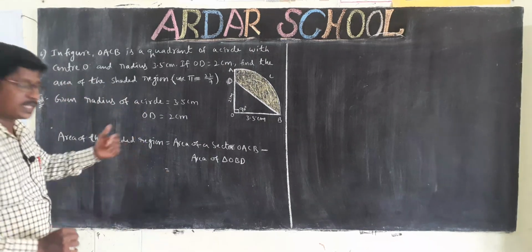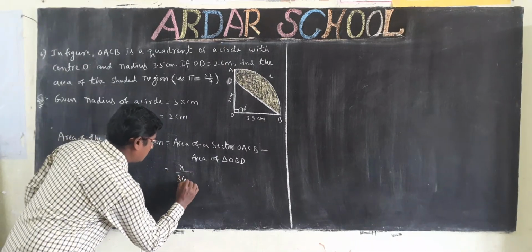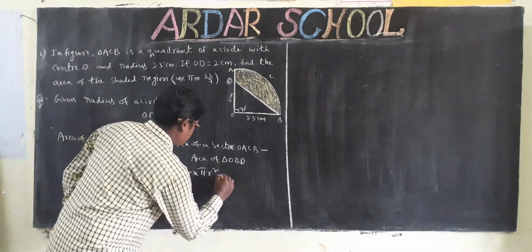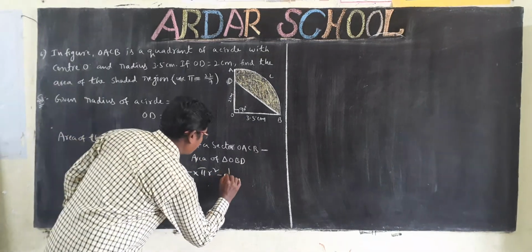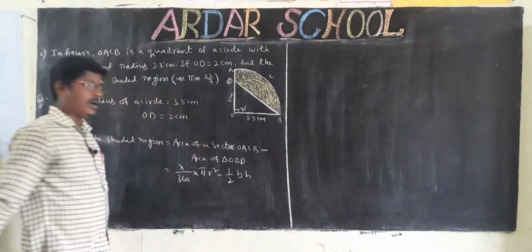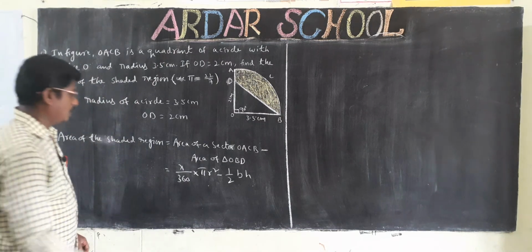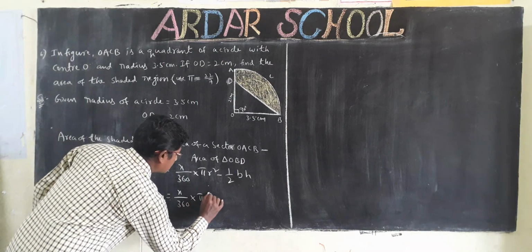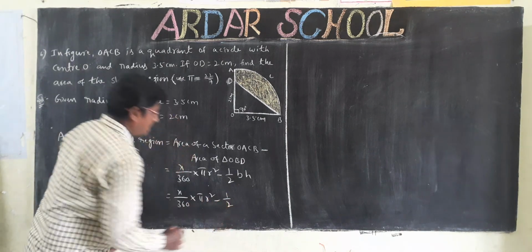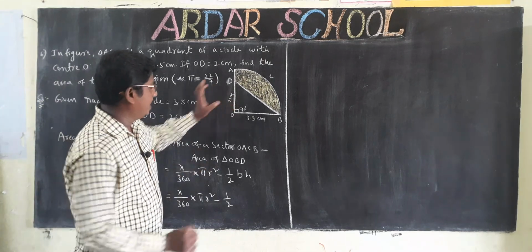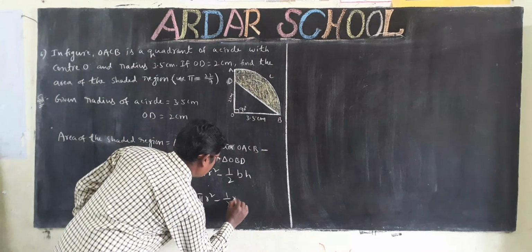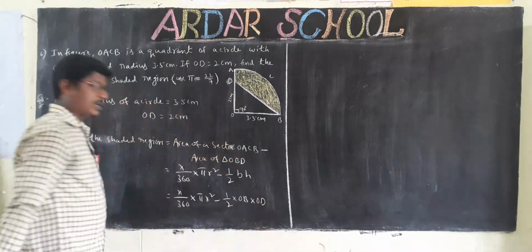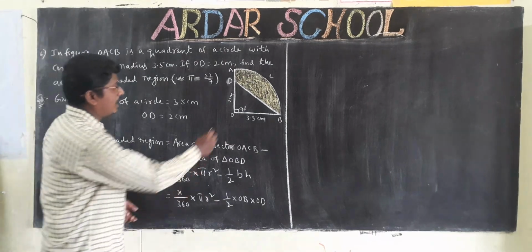What is the formula for the area of a sector? x by 360 degrees into pi r square, minus the area of triangle OBD. The area of a triangle is half base into height. Here the base of triangle OBD is OB, into OD. Here x is nothing but the angle, 90 degrees.